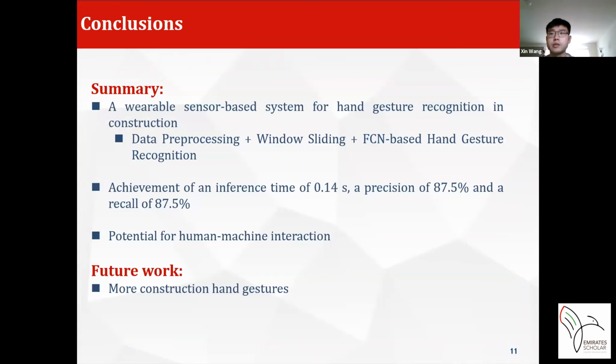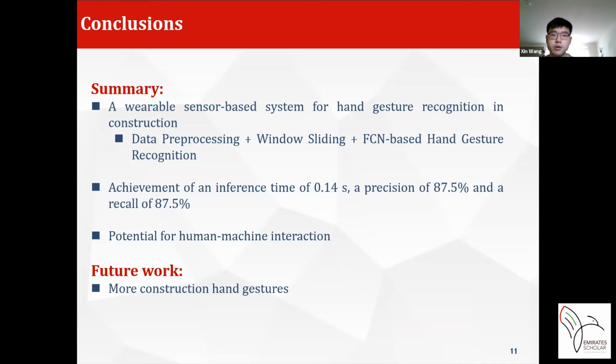The last part is the conclusions. This research presented a wearable sensor-based system for hand gesture recognition in construction. The proposed system consisted of 3 components, which are data processing, window sliding, and FCN-based hand gesture recognition. The test results show that an inference time of 0.14 seconds, a precision of 87.5%, and a recall of 87.5% could be achieved. And the online testing indicated that the system has potential for human-machine interaction in construction.